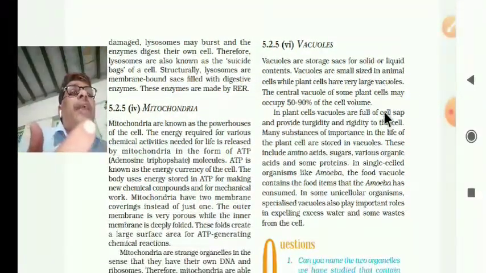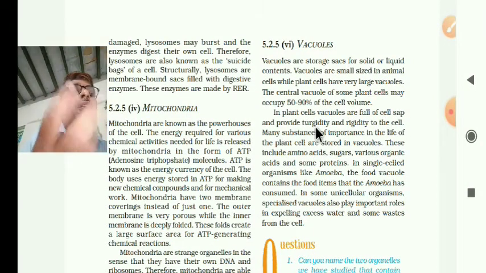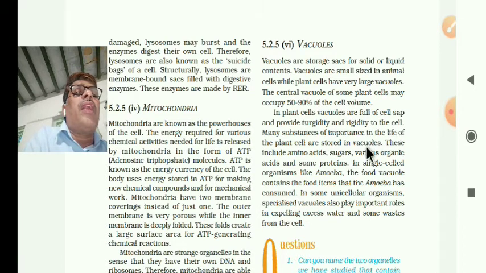In plant cells, vacuoles are full of cell sap and provide turgidity and rigidity to the cell. Turgidity means swelling up, and rigidity means strength. Many substances that are important in the life of the plant cell are stored in the vacuoles. These include amino acids, sugars, various organic acids, and some proteins also.